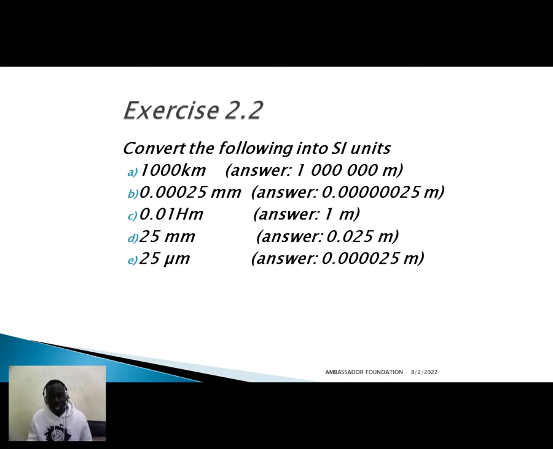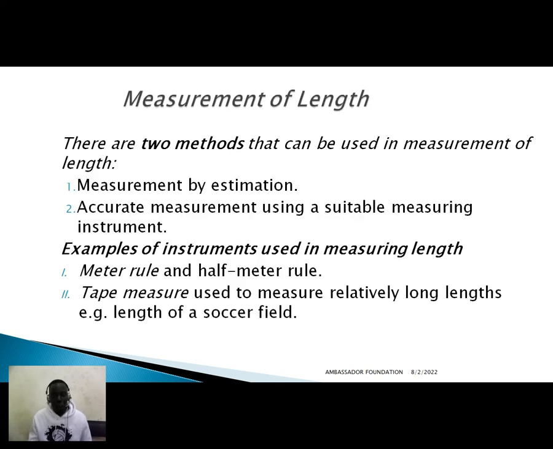Convert the following into SI units. So this means that you have to know the SI unit of length, which is of course meters. So convert 1,000 kilometers to meters. Convert 0.00025 millimeters to meters, 0.01 hectometers to meters, 25 millimeters to meters, 25 micrometers to meters. A simple exercise for you.